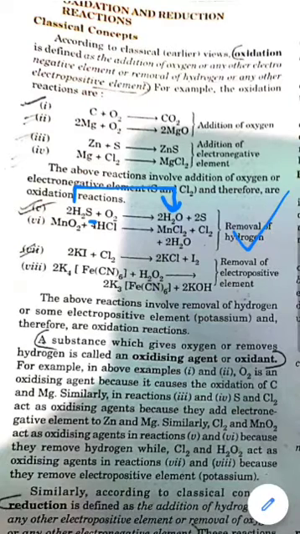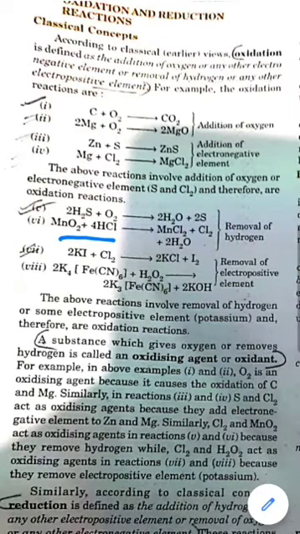So this is oxidation. MnO2 plus 4HCl forms MnCl2 plus Cl2 plus 2H2O. In this reaction also, hydrogen has been removed from Cl. So this is also oxidation. Now the last reactions, KI, potassium iodide, plus Cl2. It forms KCl plus I2.